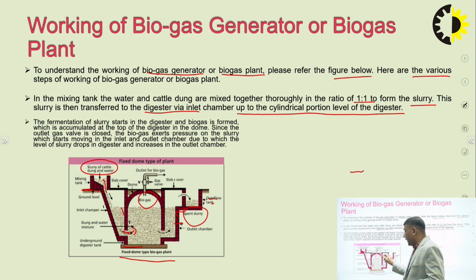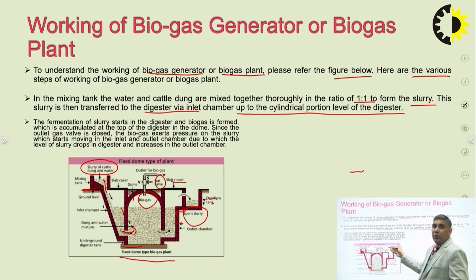Carbon dioxide and methane gas is produced at the top of this dome type structure, the fixed dome type, and it is connected to a pipe outlet for biogas. We have a gas valve also, which is covered with a slab cover. So we can open or close this valve to get the energy, and with the help of this methane gas you can easily cook food or heat the water. So this is the fixed dome type structure of biogas plants.